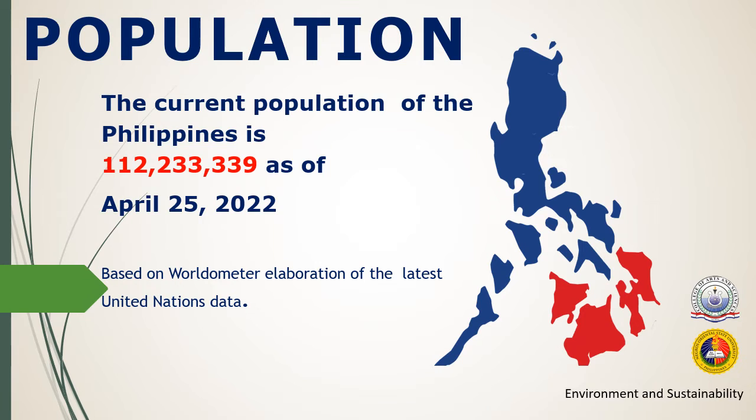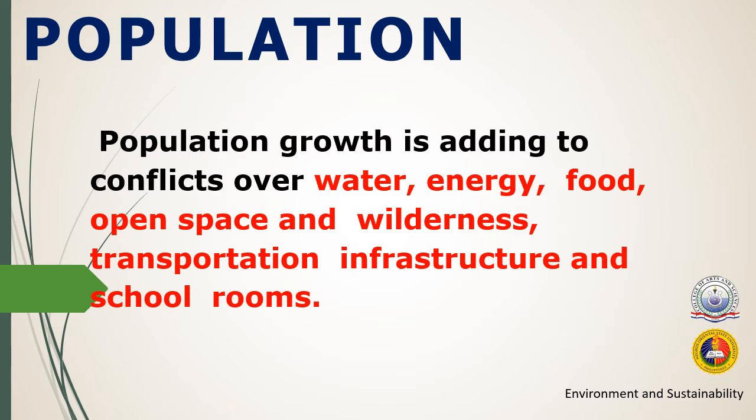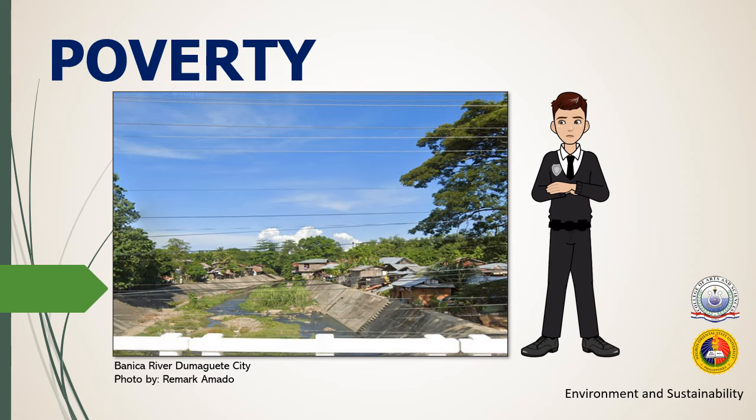The large number of people and their migration patterns have led to crowded cities, waste and housing problems, pollution, and encroachment of upland forests and watersheds, leading to denudation and consequently significant reduction of carbon sinks. Population growth is adding to conflicts over water, energy, food, open space and wilderness, transportation infrastructure, schoolrooms, and numerous other problems. In developing countries, a large family size is a major cause of poverty and poor health.